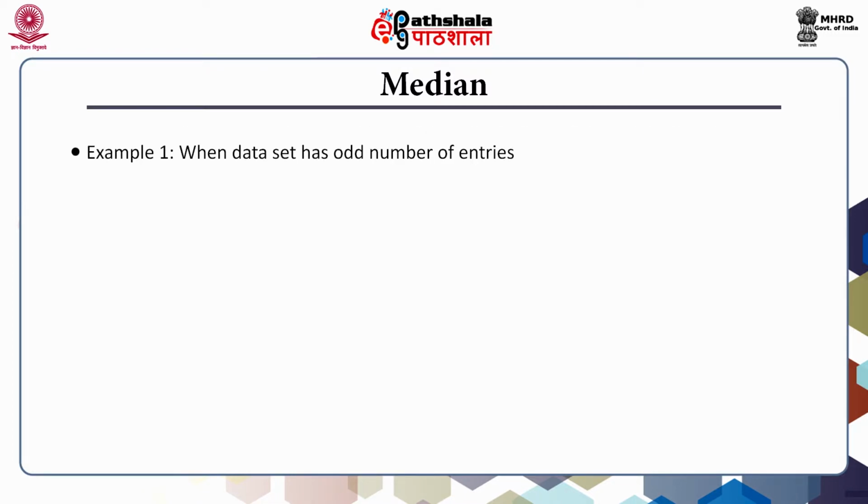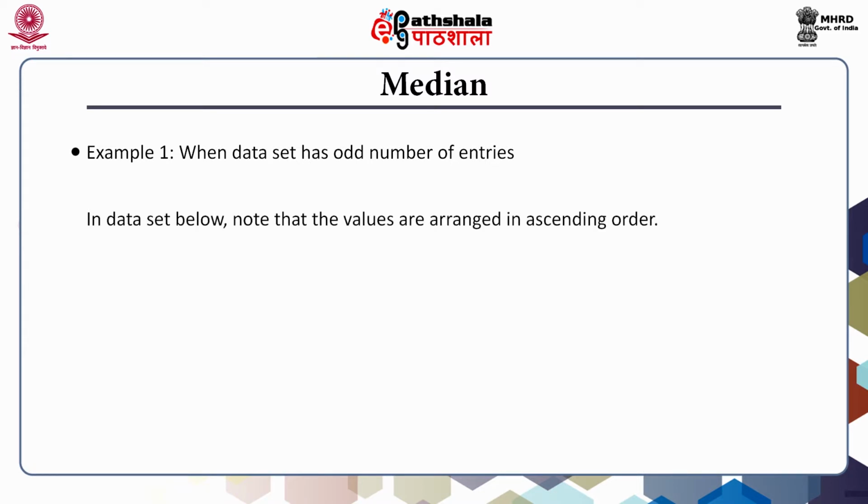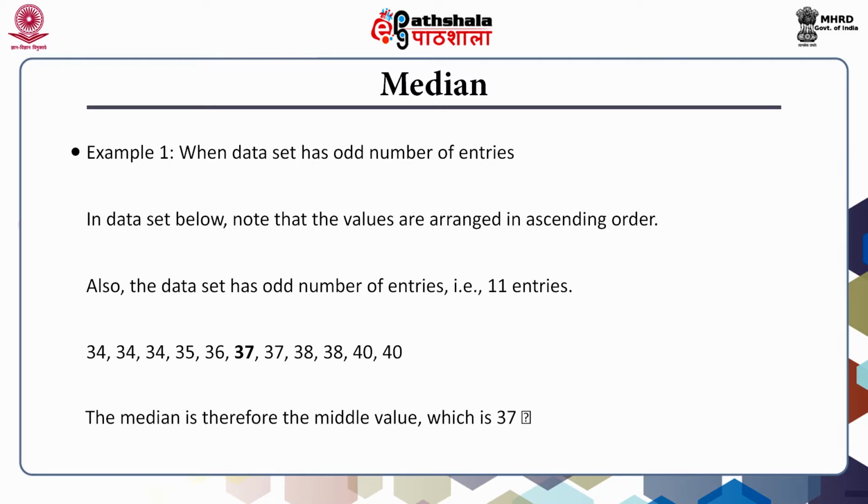Here we look at an example of how to calculate median. In the given data set below, we have a number of values which are arranged in ascending order. Also note that there are an odd number of entries, that is 11 entries. Therefore, the median is the middle value, which is 37.